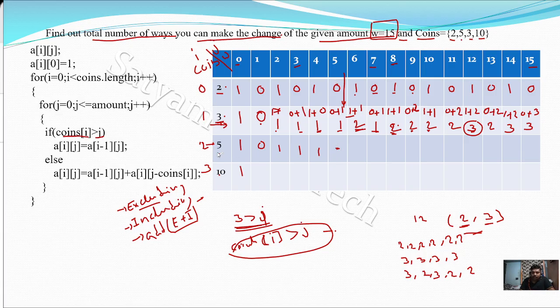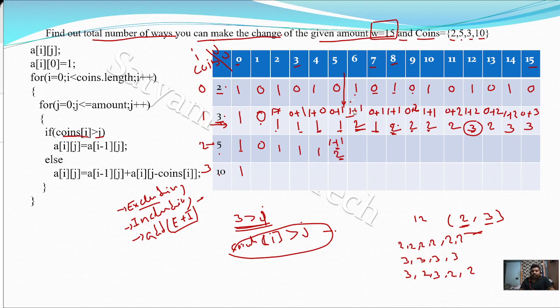Now without including this 5 rupee coin, how many ways? It is one way. So I consider 1 plus, if you include this 5 rupee coin, 5 minus 5, 0. In the 0 column, the value is 1. So 1 plus 1 is 2 ways. Out of these 2 ways, either you take 2 plus 3, that is one way to make 5, or you take the 5 directly, that is one way. That's why it is 2 ways.